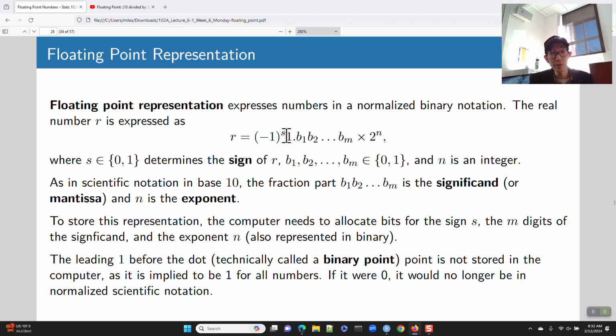This leading number, the 1 point, isn't stored, because we know the digit in front of the binary point is not going to be a 0, so we know it's going to be a 1, and it would be a waste of computer storage to actually store that 1. So we're not going to bother storing that.